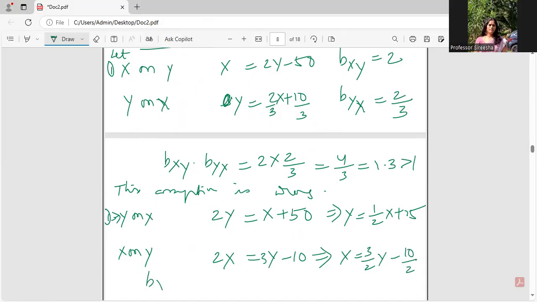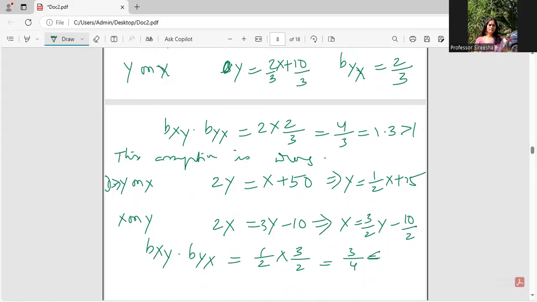Now, the product of bxy into byx. One is 1 by 2, the other is 3 by 2, which is 3 by 4. Perfect. This value turns out to be less than 1, guys. Hence, the first equation is the regression line of y on x. The second one is x on y.